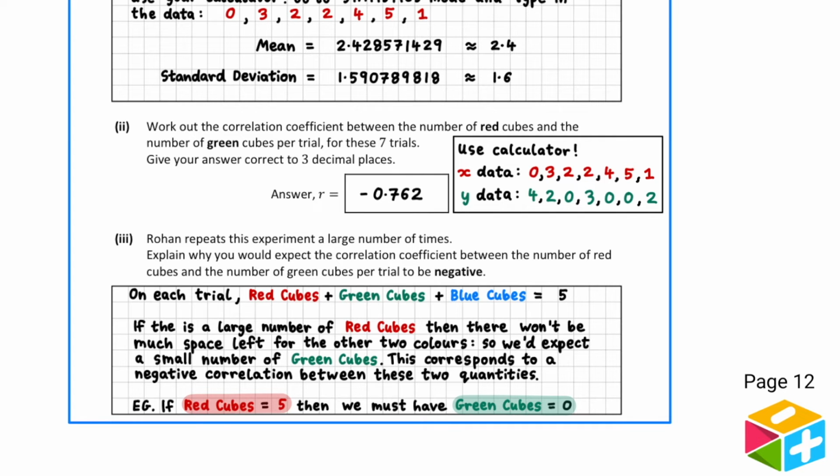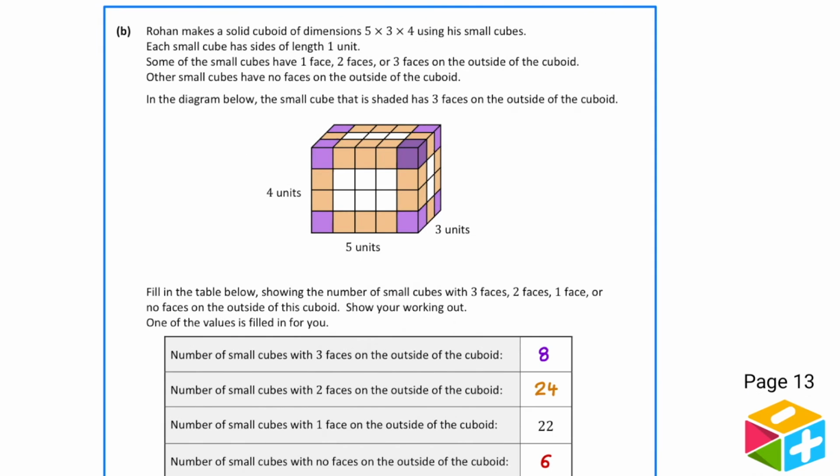Since larger numbers of red cubes correspond to smaller numbers of green cubes, we have a negative correlation between the 2 quantities. In part B, we're presented with a cuboid that is made up of a large quantity of small cubes. The width of the cuboid is 5 units, the height is 4 units, and the depth is 3 units. We are asked to consider the number of faces each small cube has exposed on the outside.